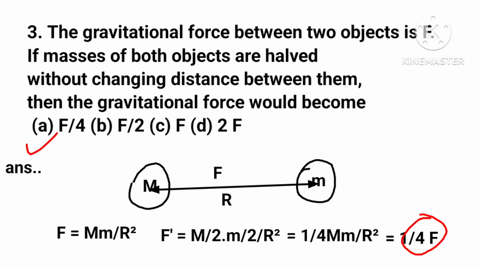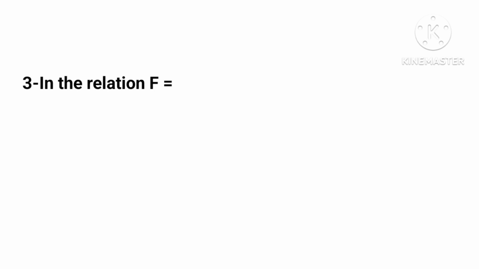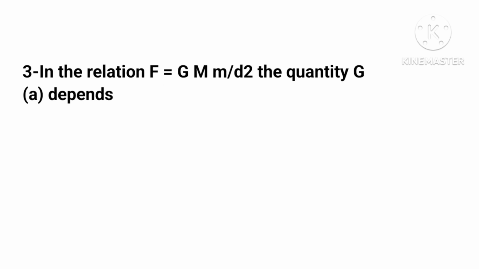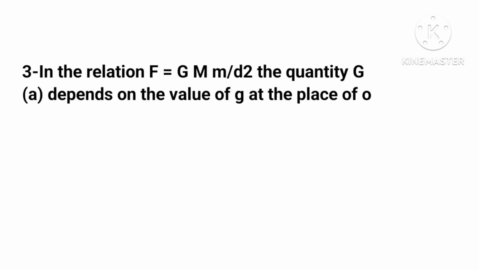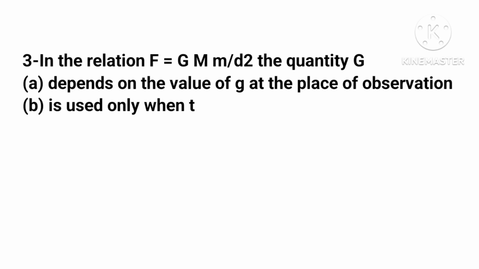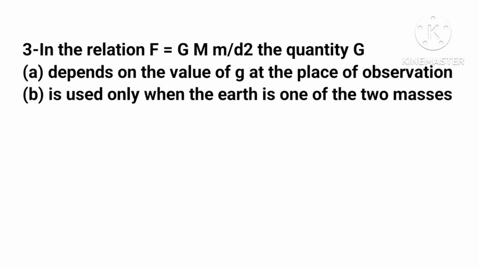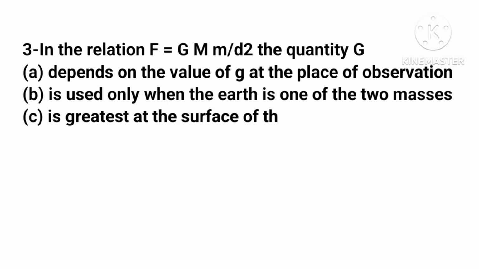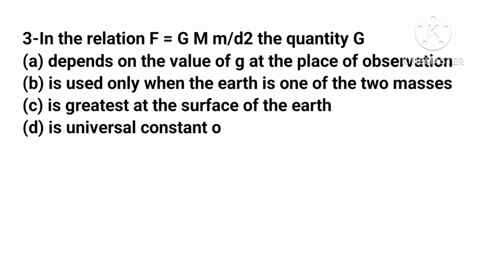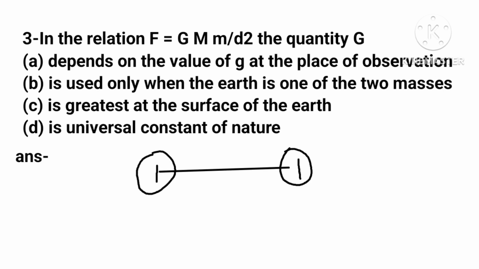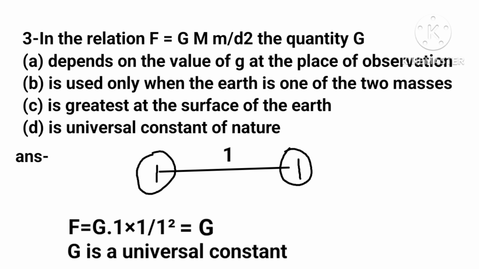Answer is A. 4. In the relation F equals G m1 m2 upon d square, the quantity G: a. depends on the value of g at the place of observation, b. is used only when the Earth is one of the two masses, c. is greatest at the surface of the Earth, d. is universal constant of nature. When two unit masses of this universe are placed unit distance apart, then F equals G times 1 times 1 upon 1 square, equals G. Hence, the nature of G is a force, similar throughout the universe. Hence G is a universal constant.